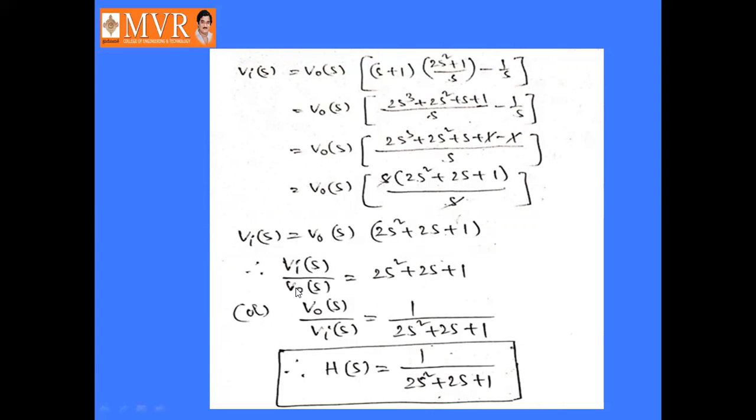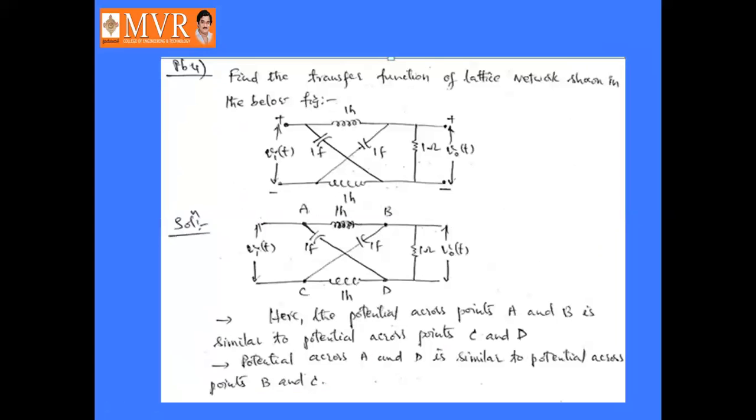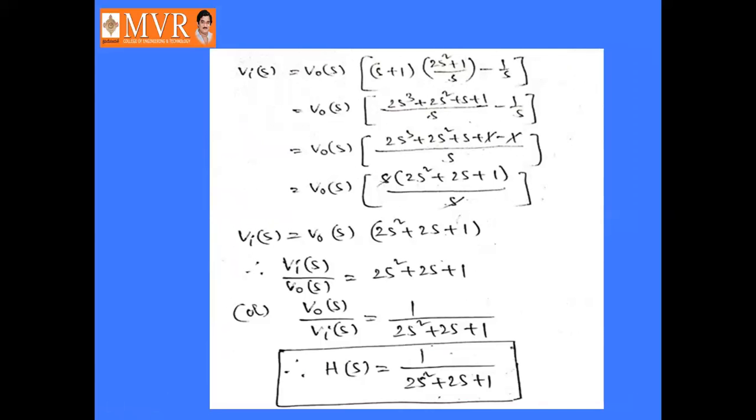So V0 of S by Vi of S is 1 by 2S square plus 2S plus 1. V0 of S by Vi of S is nothing but the transfer function or system function, that is H of S, which is equal to 1 by 2S square plus 2S plus 1. So this is about the next problem, the lattice network problem. That is the transfer function.